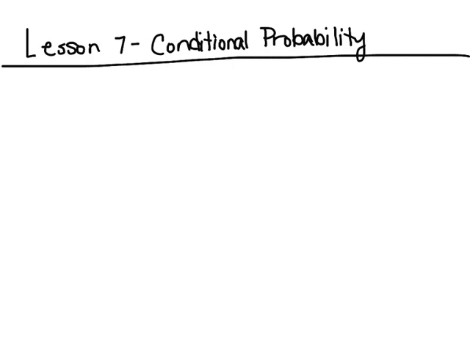Lesson 7, Conditional Probability. So conditional probability has to do with dependent events, and a dependent event is an event that is dependent on the first event happening. So first we're going to do example 1.